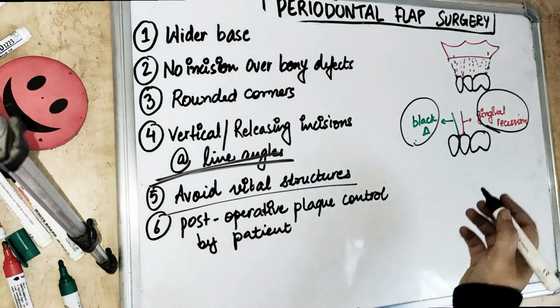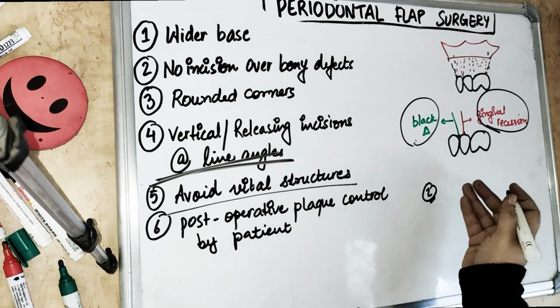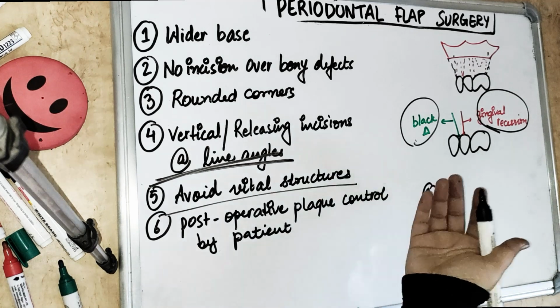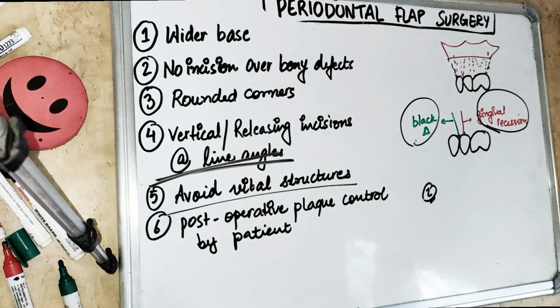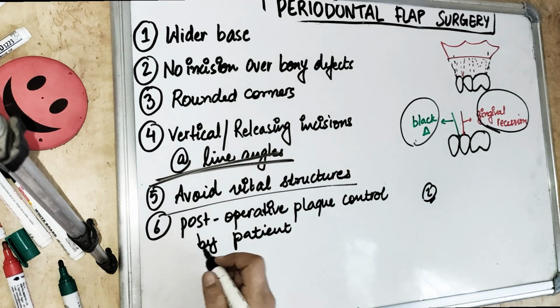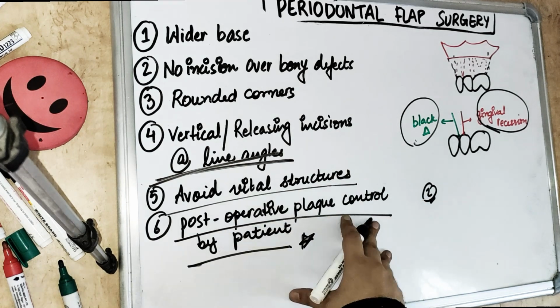Suppose you are doing a flap surgery between the two premolars. There are high chances that you may damage the mental nerve, or if there is any artery or any nerve coming in between, that vital structure also you should avoid, because then there will be a surgical complication. And the last and most important one is the post-operative plaque control, which is very important.